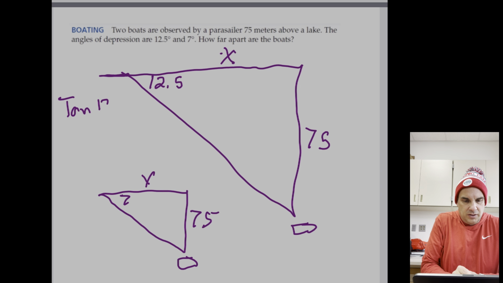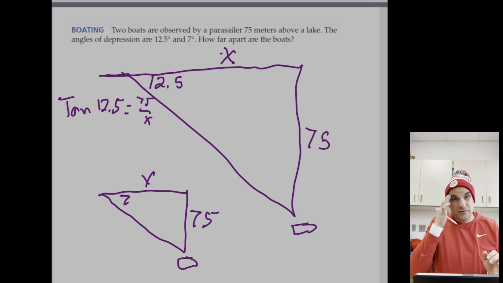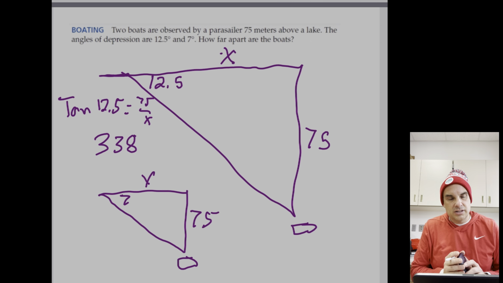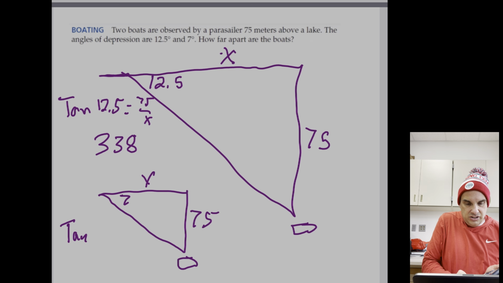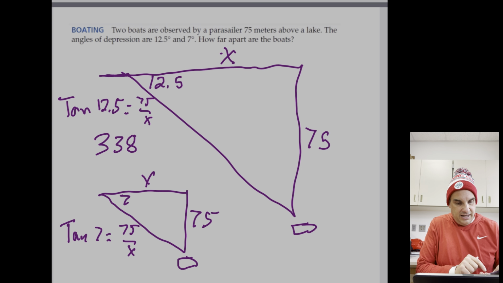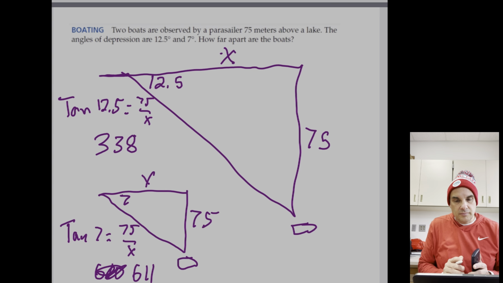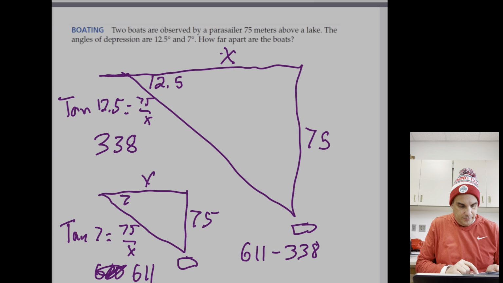So we've got tangent of 12.5 equals 75 over x. So cross product, we've done a few of them like this now. If you notice when the number's on top, you're going to divide by the tangent. So 75 divided by the tangent of 12.5. So that distance is 338. We'll just round to the nearest foot. For the second one, tangent of 7 is equal to 75 over x. So 75 divided by the tangent of 7 is 610, 611 feet. It wants to know how far they are apart. So 611 minus 338, you get 273 apart.